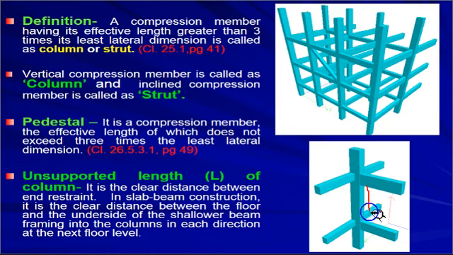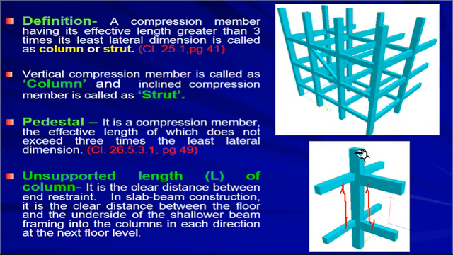So one length is from this face to this face, and the second length is from this face to this face. Now in general, if you are talking about unsupported length, then whichever is the shallower beam, that length is to be considered. So this is your shallow beam and this height is your unsupported length.